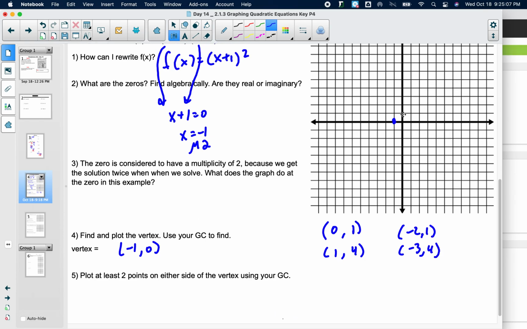Okay, so my points should look a little bit something like so. And I'm not going to sketch this because it's going to get all messed up. But again, you should connect the points and then make a parabola out of it.